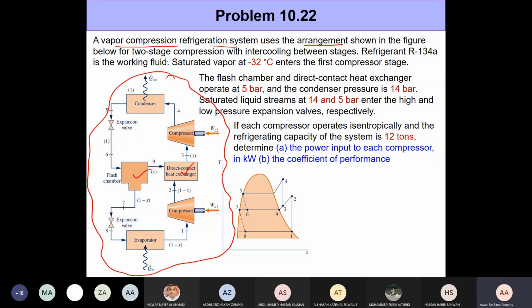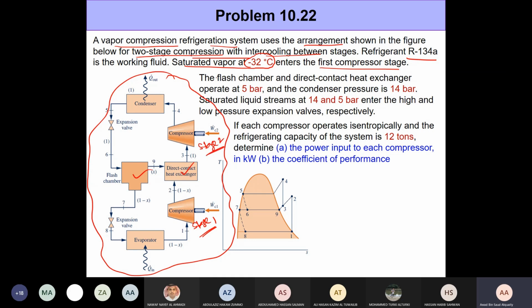Okay, coming back to the question, the system uses the arrangement shown in the figure, and it has a two-stage compression with intercooling between the stages. Good. Refrigerant R134A is the working fluid, as expected. You have just one working fluid for the entire cycle, and saturated vapor at minus 32 degrees Celsius enters the first compressor stage. So when we look at this, the compressor here at the bottom is called the first stage compressor, and the one at the top is called the second stage compressor.